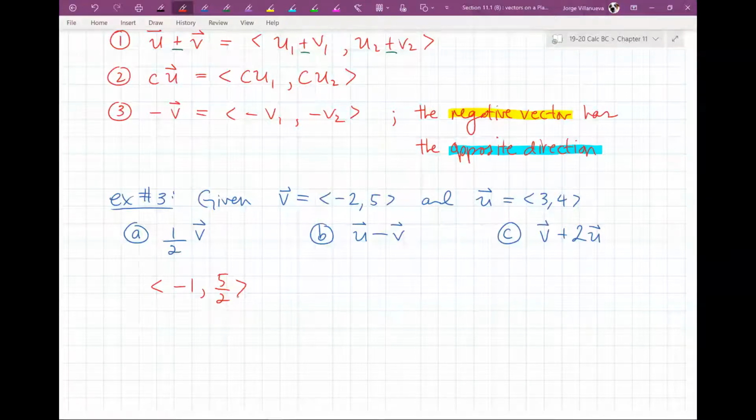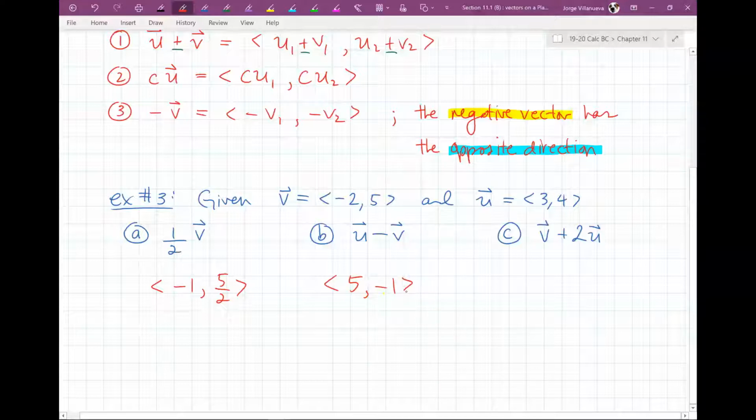Part B, they just want us to subtract vector u minus vector v. So go to the first component of u, which is a 3, and the first component of v, which is a negative 2, and subtract them. So 3 minus a negative 2, that's a 5. And then do the same thing with the second component. So 4 minus 5, that's negative 1.